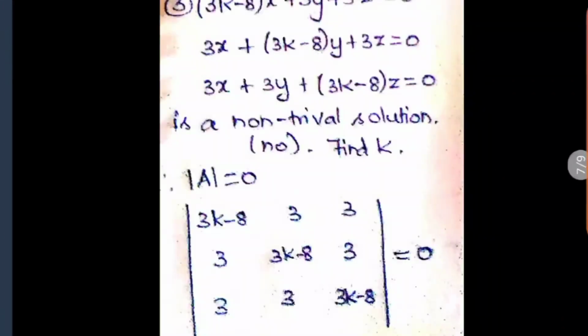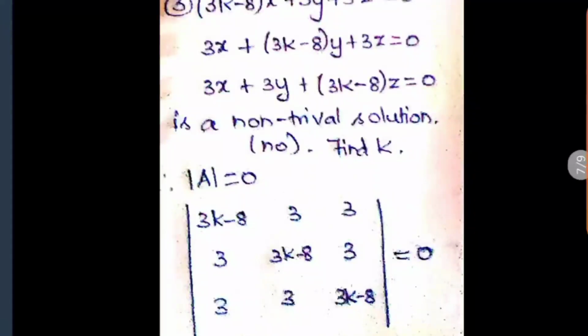So you can write the matrix like this: 3k minus 8, 3, 3, 3, 3k minus 8, 3, 3, 3, 3k minus 8. Okay. So normally if you are doing the multiplications, here what you will do is (3k minus 8) into ((3k minus 8) the whole square minus 9). So like this you will be doing.